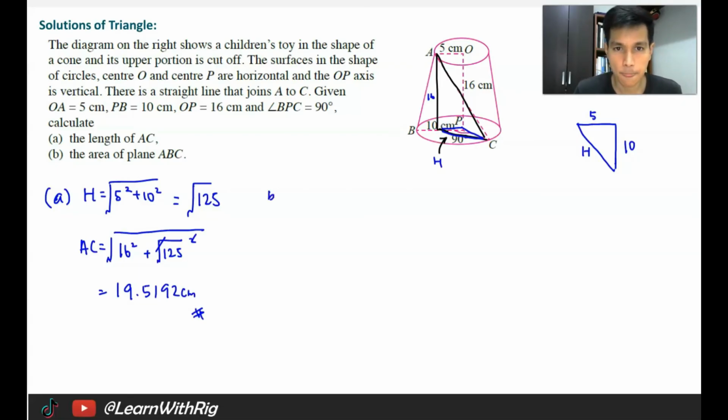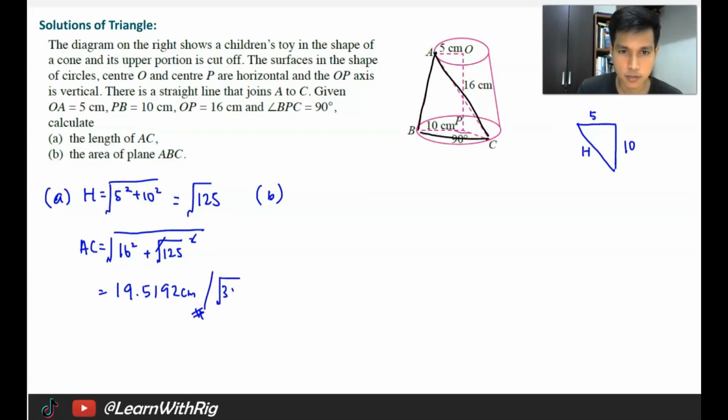Then question B, area of plane ABC. So where is plane ABC? I'm just going to erase this first so that you don't get confused. So plane ABC is here, A, B, this one. You have already found AC, correct? Which is this one. By the way, you can write in terms of surd. The surd answer is square root 381. I'm using this in this calculation so that I get a closer answer to the actual answer. So in this case, you already found AC.